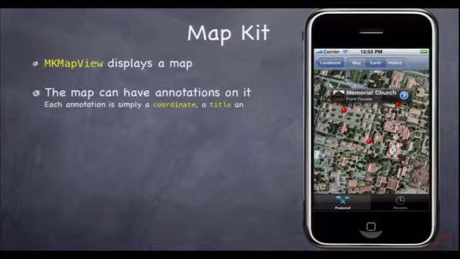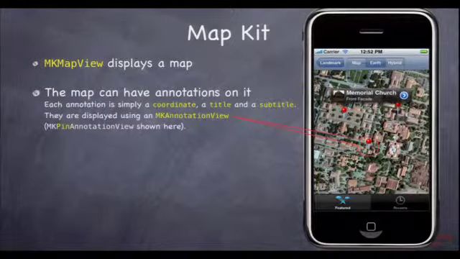Now, on the map, you have what are called annotations. All right, so the map view has a very important property called annotations, and it's just an NSArray of objects that implement the MKAnnotation protocol, which we're going to talk about in a second. And that protocol is just a coordinate, a title, and a subtitle. And so the annotations appear on the map using an MKAnnotationView, which we'll also talk about.